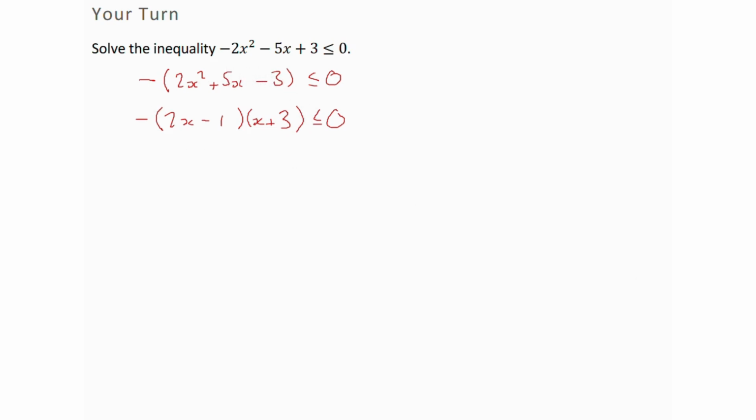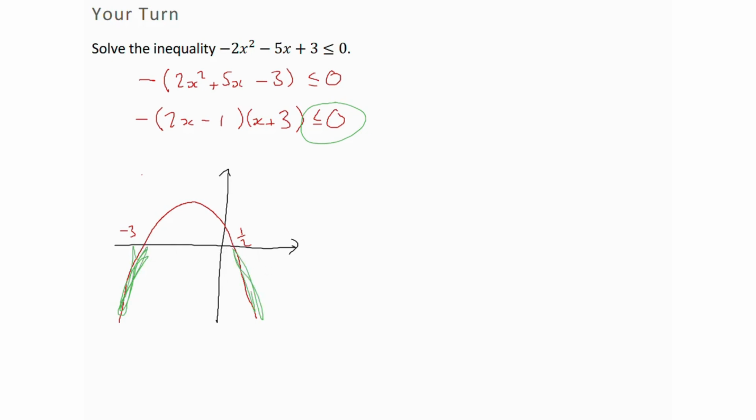And now sketch this graph to see what it looks like. It has a root at 1/2 and minus 3, and it is a negative quadratic, so this time it's going to come up like this and go down like that. Roots at 1/2 and negative 3. When is this one less than or equal to 0? Down here. Which x values is that? That is those x values and those x values. So that is when x is greater than or equal to 1/2, or x is less than or equal to negative 3.